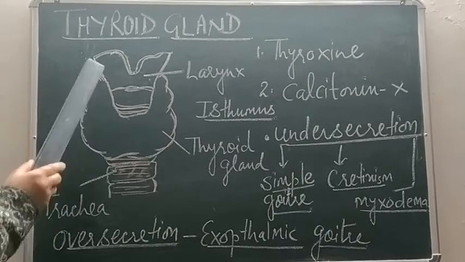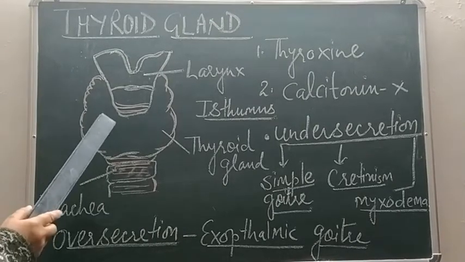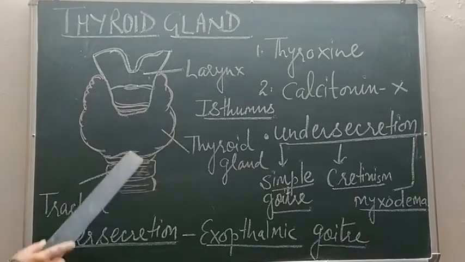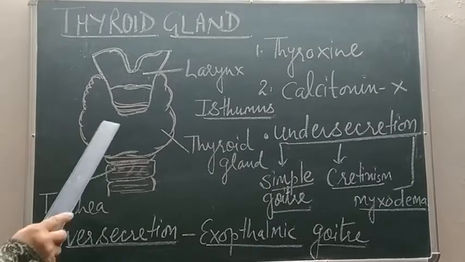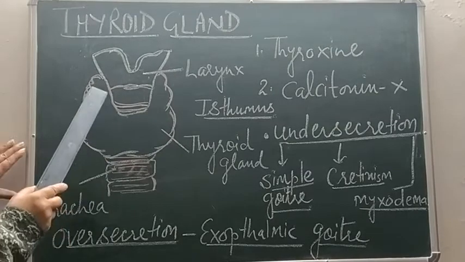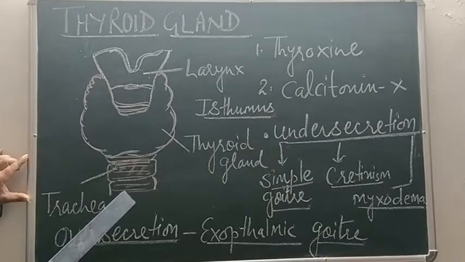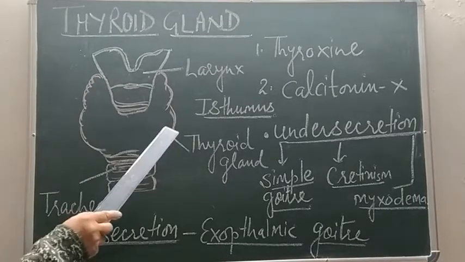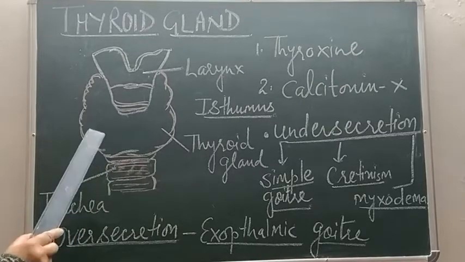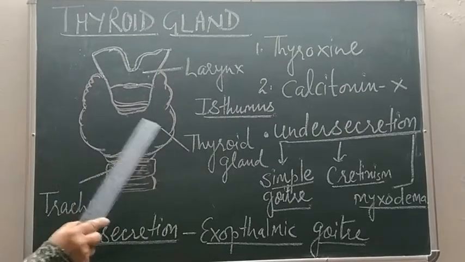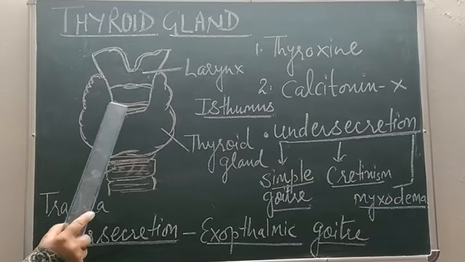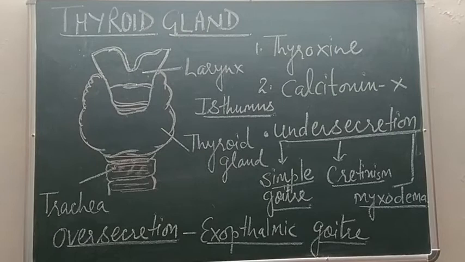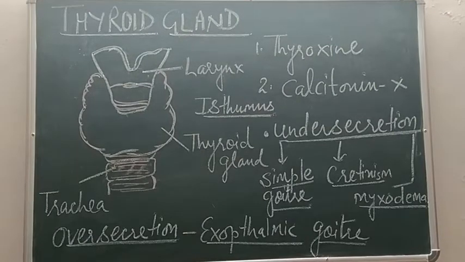So the location, as you can see in this picture, is below the larynx and above the trachea. So the thyroid gland is located below the larynx and above the trachea. Shape, it is a bilobed structure. See, this is one lobe, this is the second lobe. So a bilobed, butterfly shaped structure, and position I have already told you, below the larynx and above the trachea.